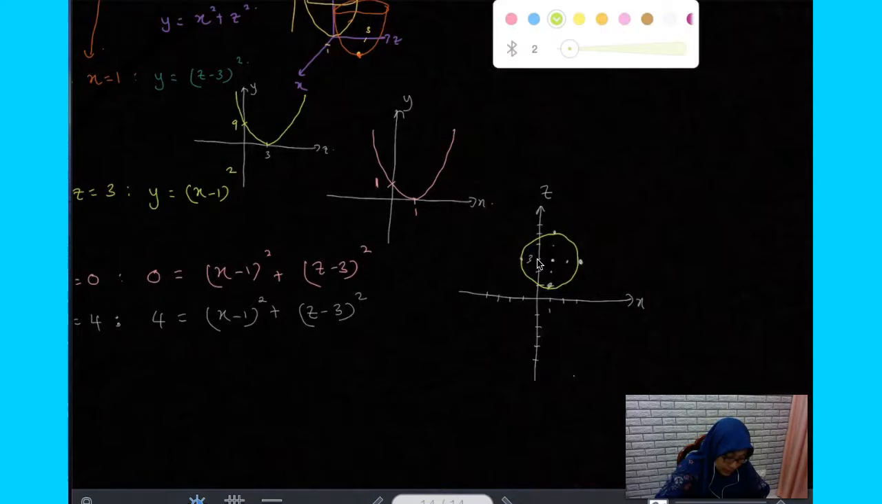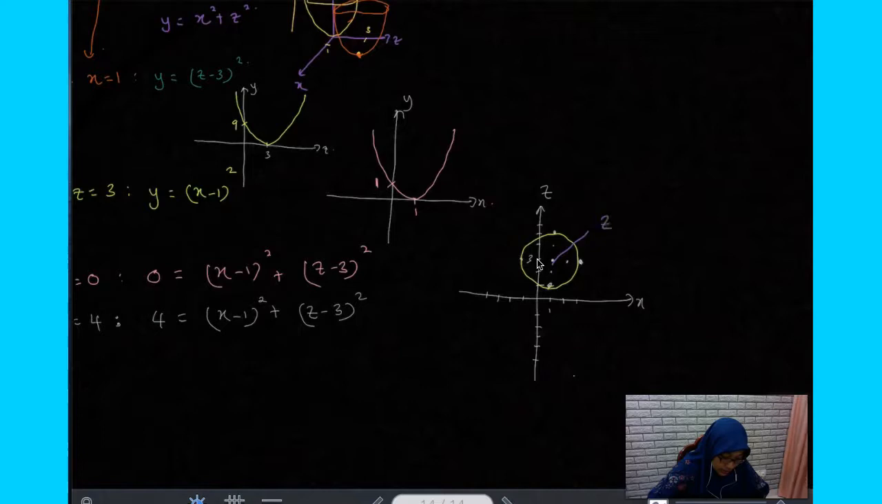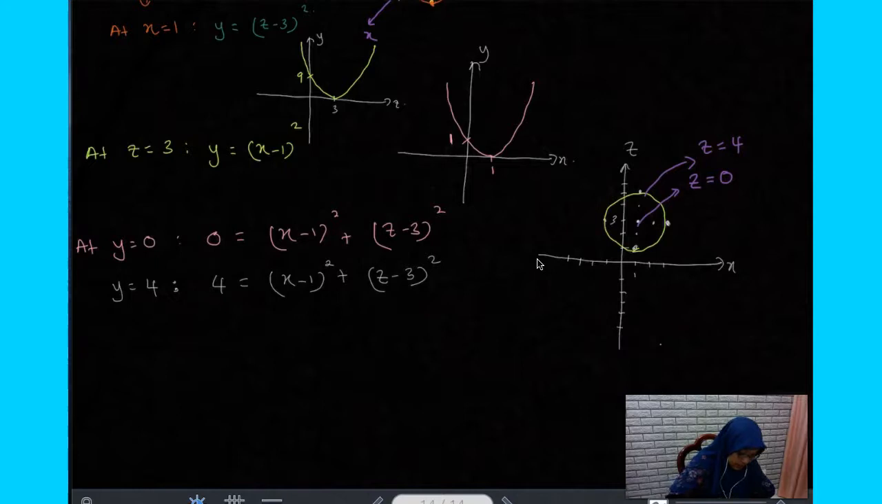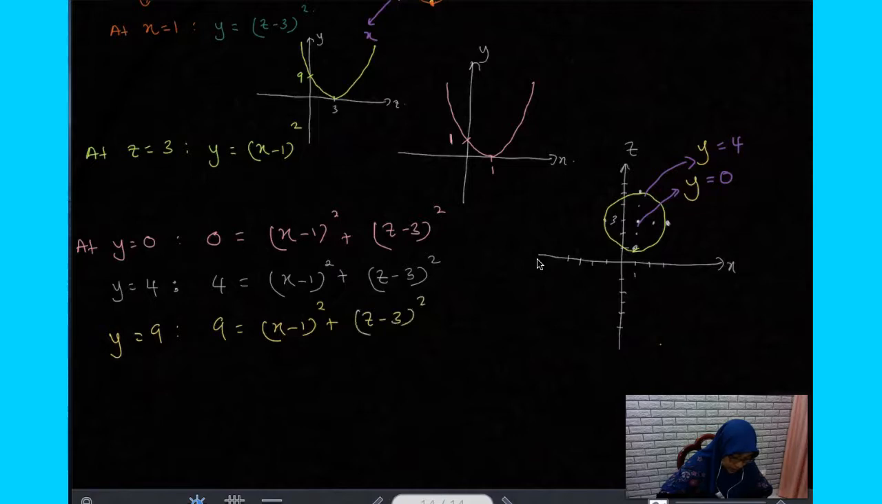Okay, now I label. Just do the labeling. So this one is z equal to 0, and this one is z equal to 4. So maybe we want to know further, maybe y, not z, yeah, this one. Sorry, because we always have z before this, so this time we have y. And this one may be 9. So 9 equal to (x minus 1) squared plus (z minus 3) squared.